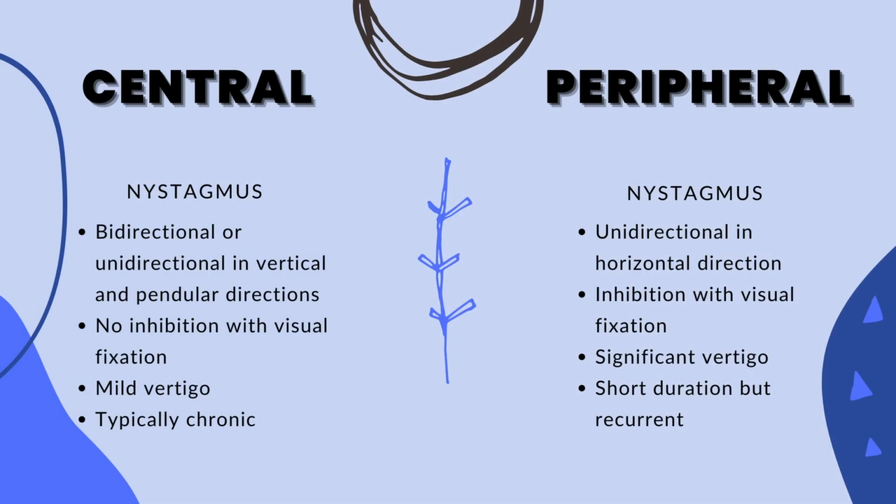So breaking down central versus peripheral, we're going to look at the nystagmus first. Let's compare what is different. On the peripheral side, you're going to have unidirectional nystagmus in a horizontal direction, but for central, it'll be vertical and pendular. For central, there will be no inhibition with visual fixation, but with peripheral, there will be inhibition with visual fixation. And then lastly, you have significant vertigo with peripheral, but very mild vertigo with central.